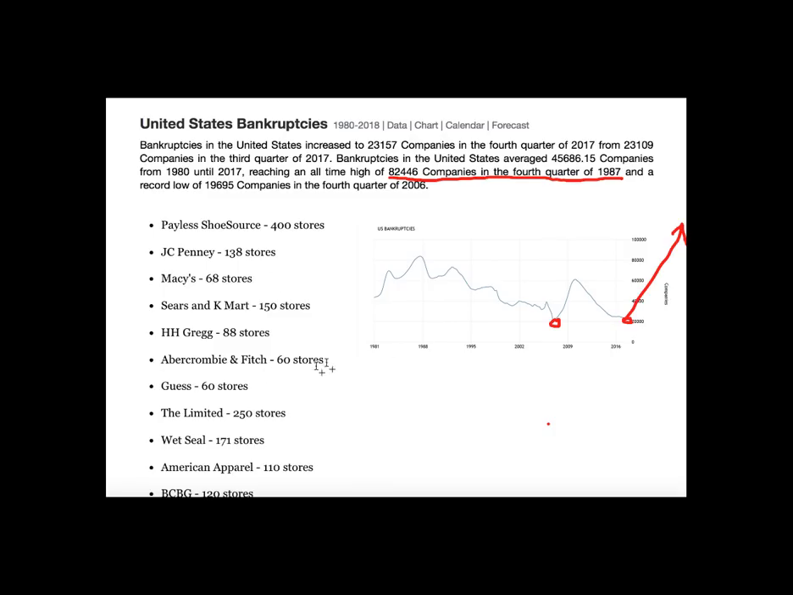So the list of store closures that we've been able to watch in 2017 and 2018 so far is going to go up 4 or 5 times, because currently about 23,000 companies in the United States are filing for bankruptcies. So that number could go, as the graph right here shows, clearly the highest number was at 82,000 set in 1987, right here, right after the crash. So we could be heading in that direction.